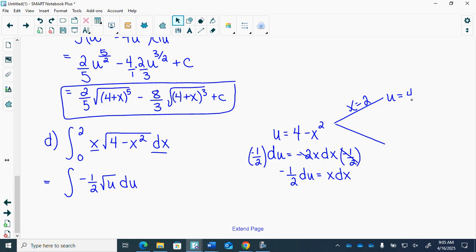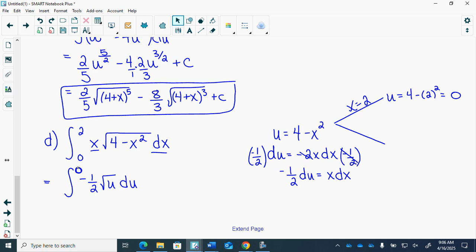u equals 4 minus 2 squared, which comes out as 0. So that 2 in u values is 0. Do you see how I have to put the u value there, not the x, because I don't have x's anymore? Does that make sense? Because that's where I lose people.